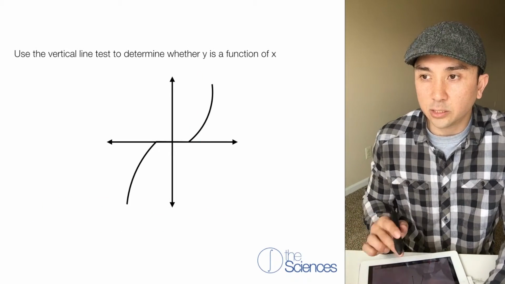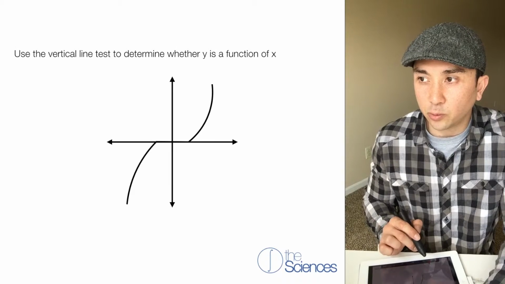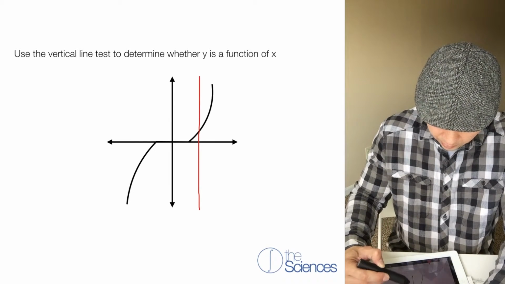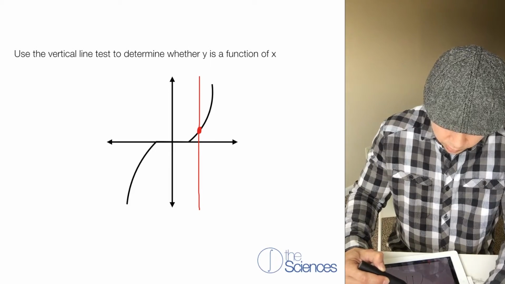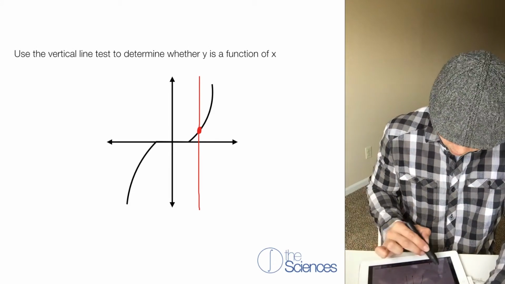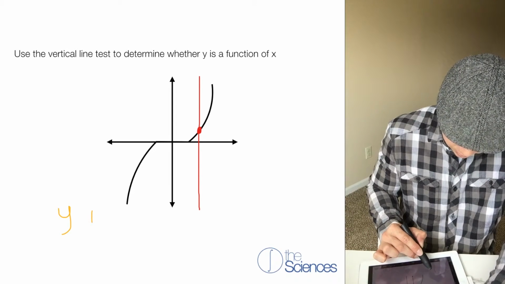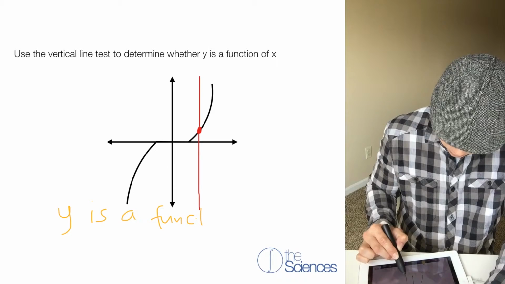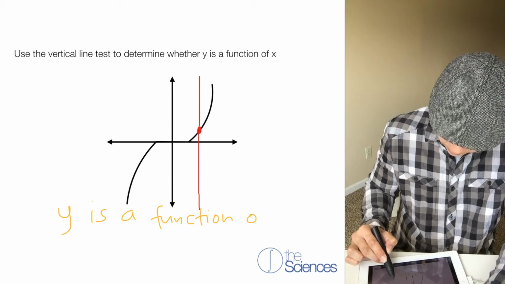So here, let's use the vertical line test to determine whether y is a function of x. So we'll just draw a line. Notice that we only go through the graph at one point. So therefore, y is a function of x.